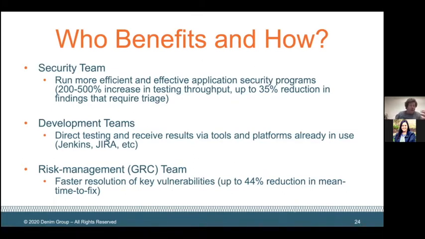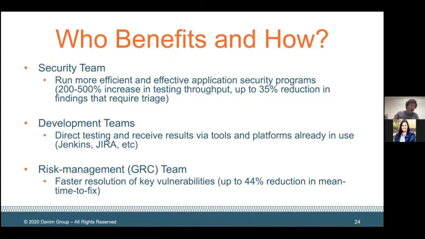But for the security team, we want to make them more effective, right? And we've seen 2 to 5x increases in throughput, which is fantastic. And using the technology in ThreadFix, we see up to a 35% reduction in the finding count that requires triage, right? So again, for an overworked team, there's less to do. We're making them more effective.